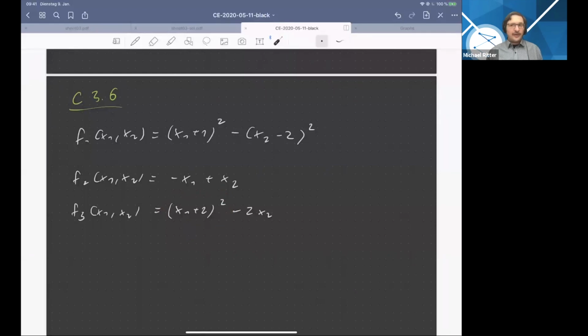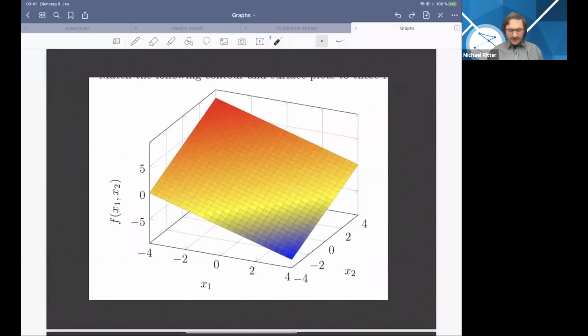So if we walk along the x1 axis, or parallel to the x1 axis, then you would expect the function to behave like a one-dimensional parabola. And walking along the x2 axis, this is just a linear term. So the function should be linear in x2 direction. So let's have a look at the graphs and see what graphs fit which description.